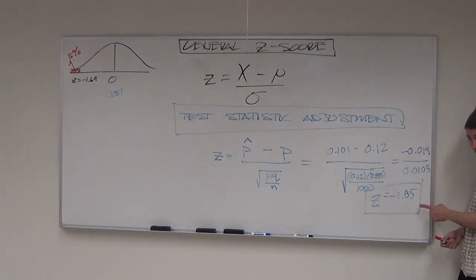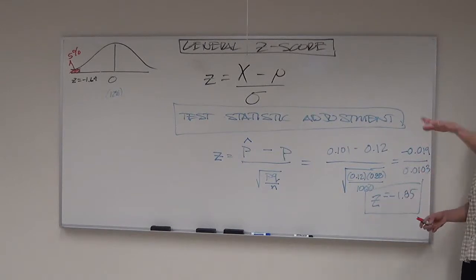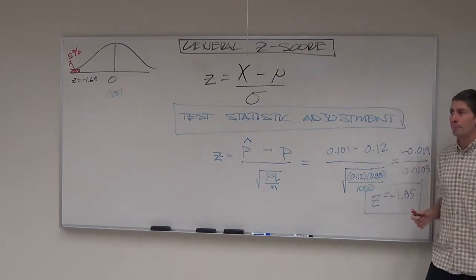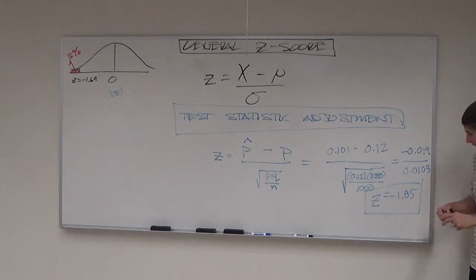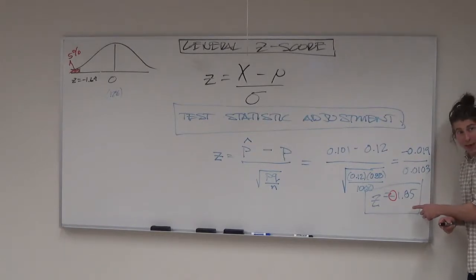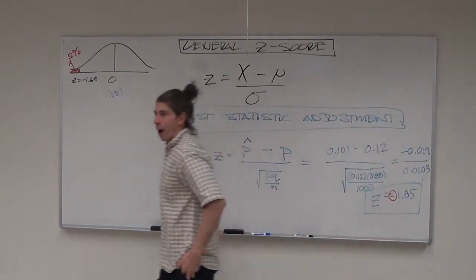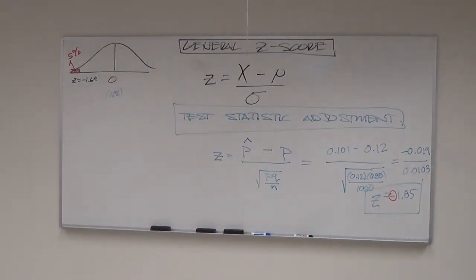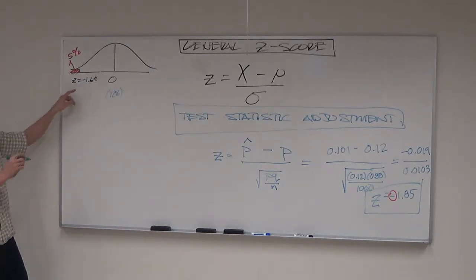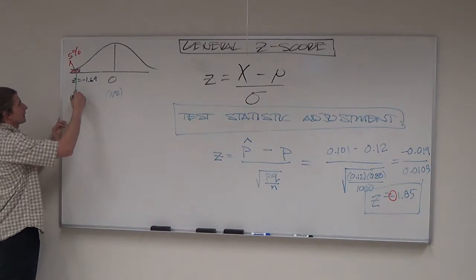Everybody getting this? 1.84? Good. So the question is, and it's negative, right? Don't forget that. We know it has to be negative because we had a negative number divided by a positive. So the question now is, where did it land? That is a z-score. A little bit outside of that 5%. So the cutoff here was negative 1.64. Where did we land? We landed right here.